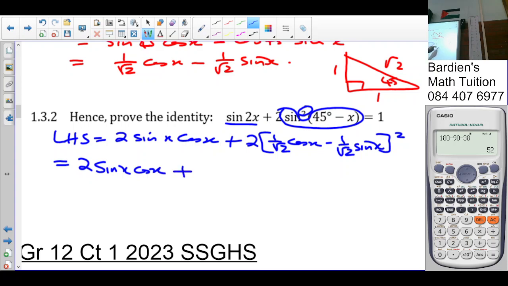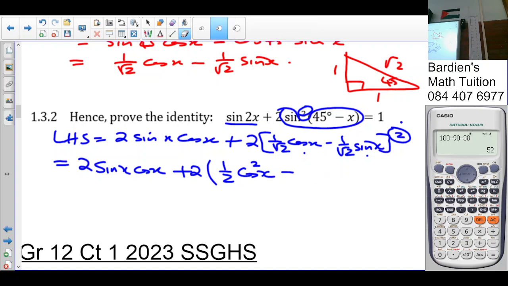plus. So I need to square out the binomial first, so it's 2 into. Square the first term, so 1 over root 2 squared is 1 over 2 cos x all squared. So it's the first term times the second term times 2. So 1 over root 2 cos x times 1 over root 2 sine x is going to be 1 over 2 sine x cos x. Times 2. That will be 1 over 2 sine x cos x times 2 is going to give you sine x cos x.